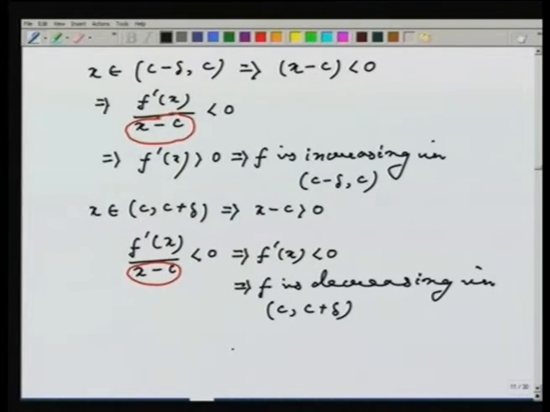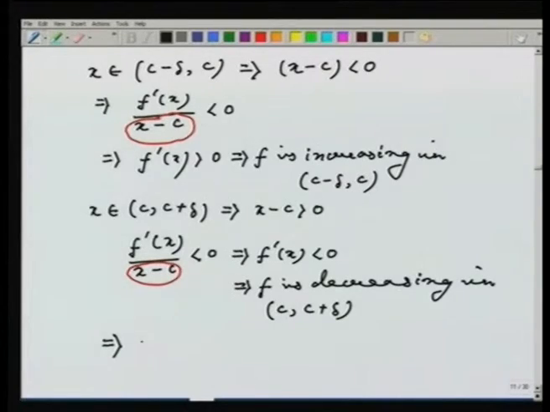So, the situation is, I have the point c, on c minus delta c f is increasing, on c plus delta, that is on the right hand side of c, f is decreasing. But then in the previous case we proved that if f is continuous at c, that means c is a local maximum, but f is differentiable at c, so it is certainly continuous. So, this would then imply by a previous lemma that c is a local maximum.